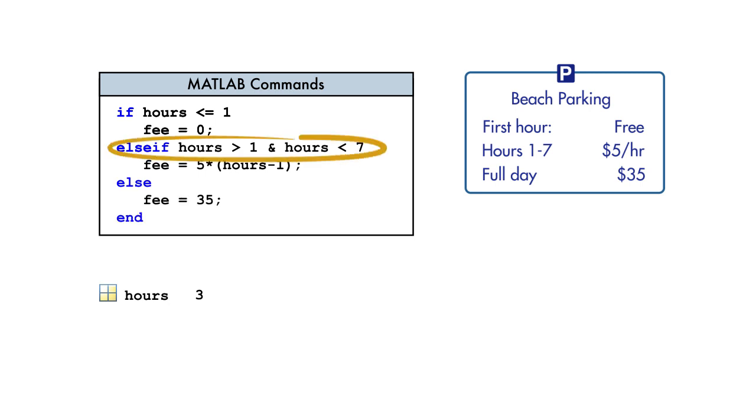In this case, we use the keyword else if to add as many conditions as our application requires. Just like the if keyword, the expression after else if must evaluate to true or false. So now, if hours is 3, the if condition is false, and execution moves on to the else if expression. This condition is true, so the code in the else if block is executed, and fee is 10. However, if we parked for 9 hours, both the if and else if conditions are false, and fee is 35.